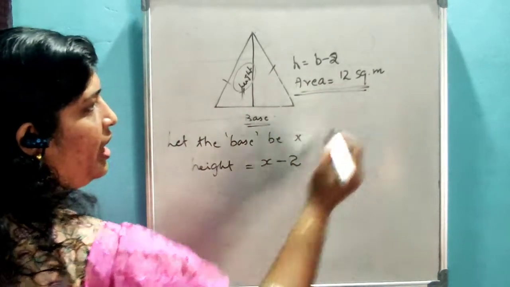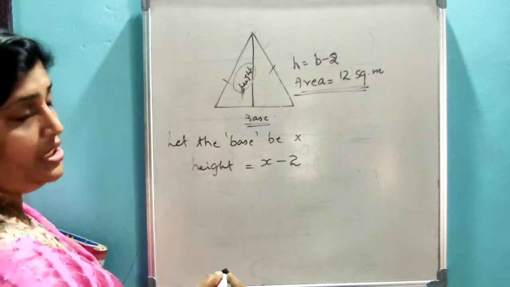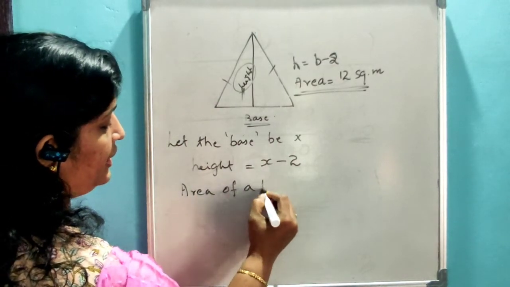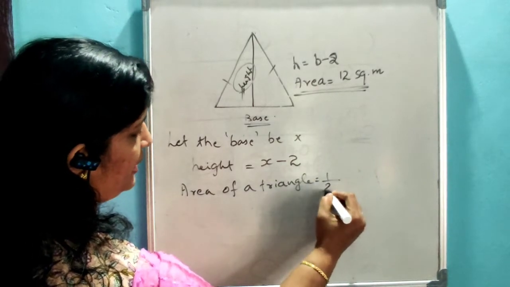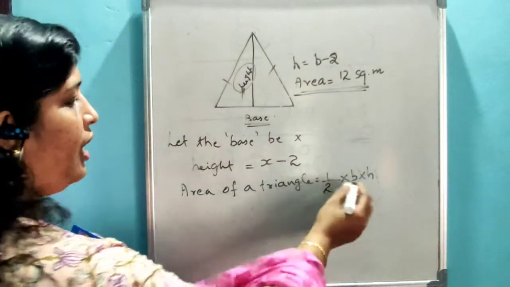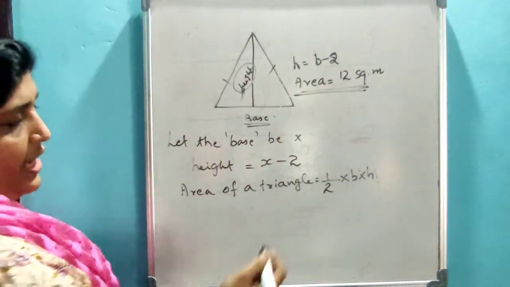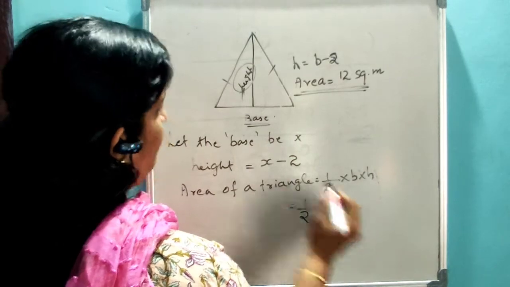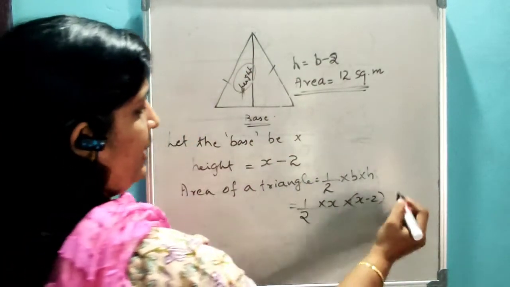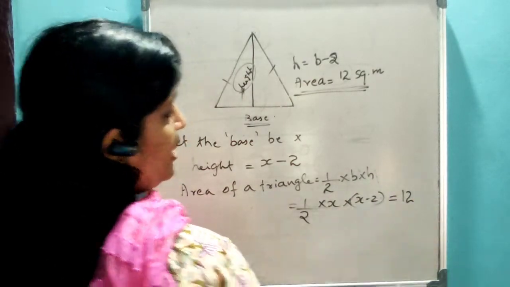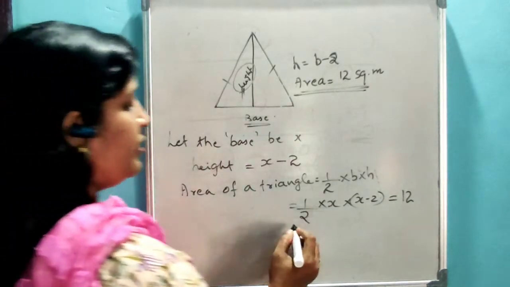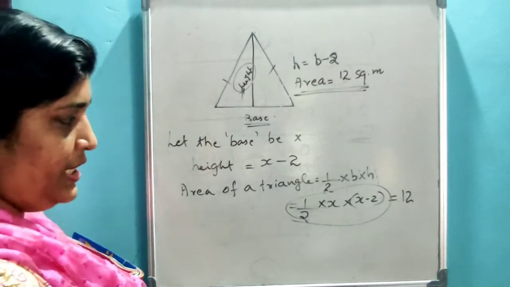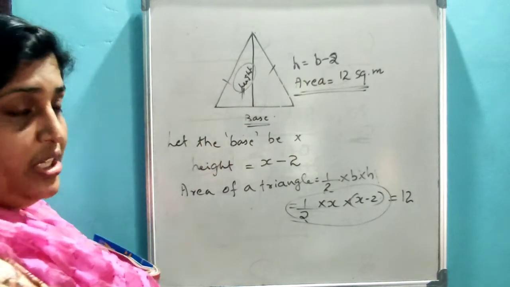And we have the area. Area is equal to 12 square meters. Then how do we find the area of a triangle? Area of a triangle is half BH, half into base into height. Here we have half into base, which is x, into height, which is x minus 2, and this area is equal to 12 square meters. So using the formula for area, we can frame a second degree equation here.